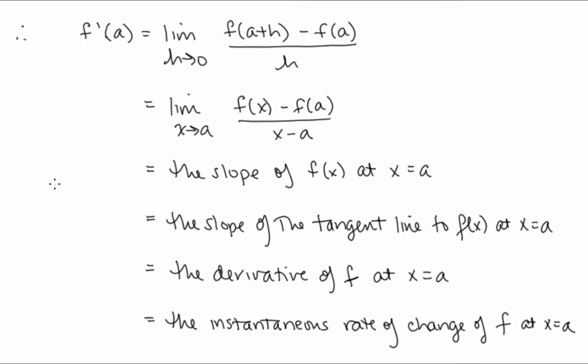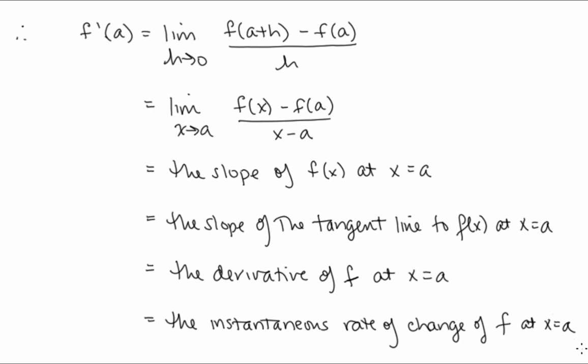And so before we end this lesson, let's just review what we've learned here about the derivative at a point. We have f prime of a is equal to the limit as h goes to 0 of f of a plus h minus f of a over h. We have an alternate formula for that computation. We can talk about that as the limit as x goes to a of f of x minus f of a over x minus a. This gives us the slope of f at x equals a, which is the slope of the tangent line to f at x equals a, also called the derivative of f at x equals a, or the instantaneous rate of change of f at x equals a.